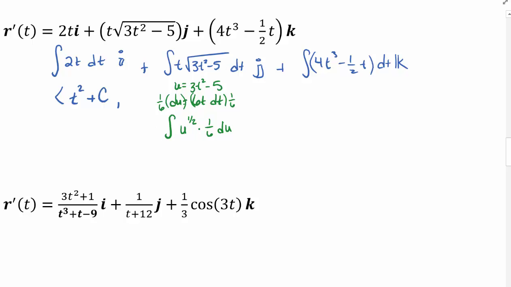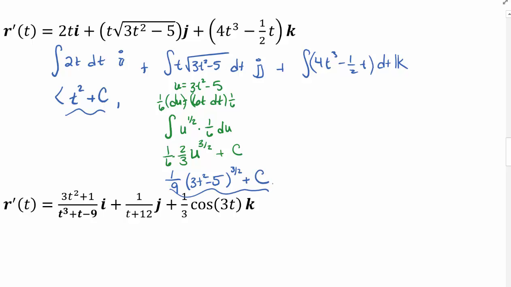Now that 1/6 can go out in front. Usually that's what we end up doing. Then when I take the antiderivative, I'm going to add 1 to the power, divide by the new power, and put that 1/6 back with a plus c. That makes my second term in terms of t, let's see, 1/6 times 2/3 is 1/9, and then u to the 3/2 becomes 3t squared minus 5 to the 3/2 plus c.